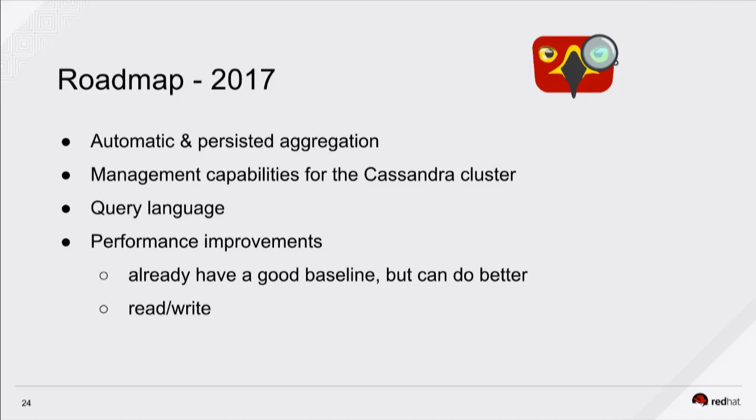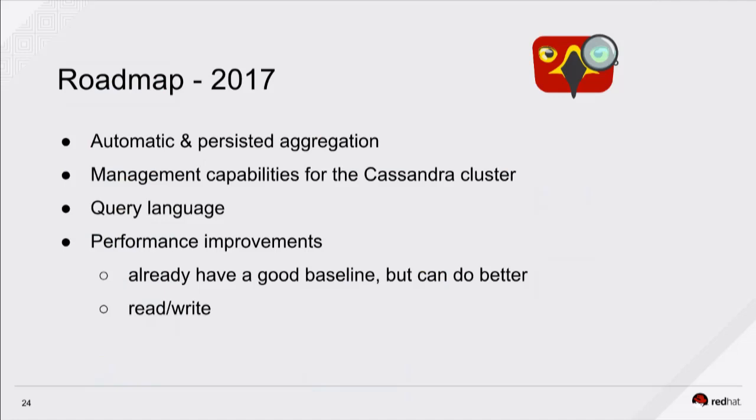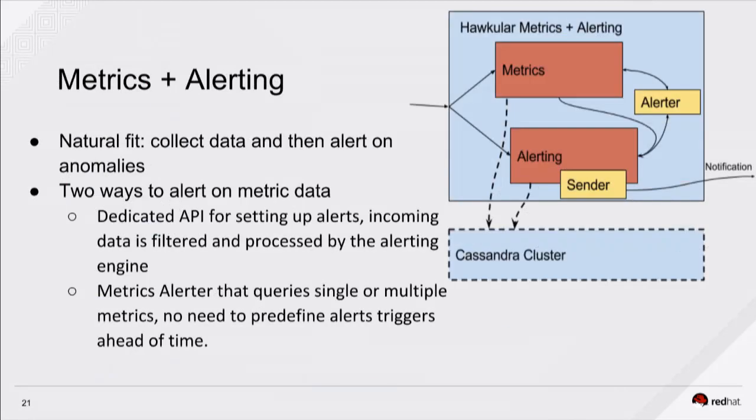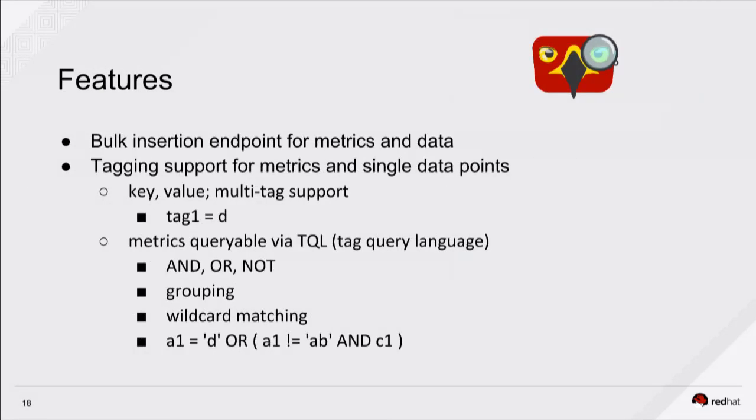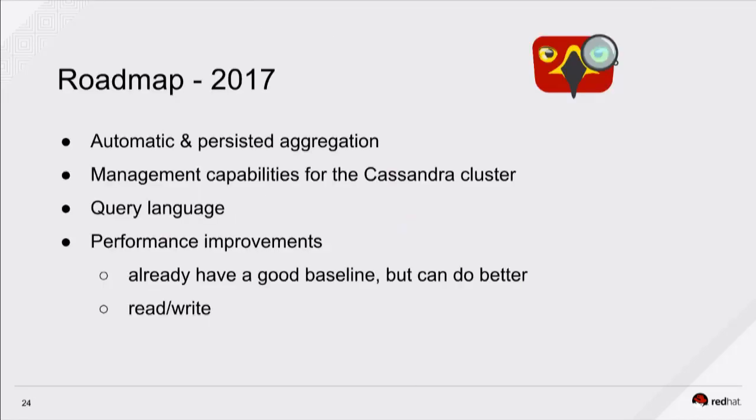One thing that we said we need is a query language. This roadmap was done in February, and we already delivered on half of that with the tag query language. But we want to continue with that, to have a query language for the aggregation, the just-in-time aggregation, and even for the raw data. And of course, there are always performance improvements. We think we have a good baseline, but we can do even better.